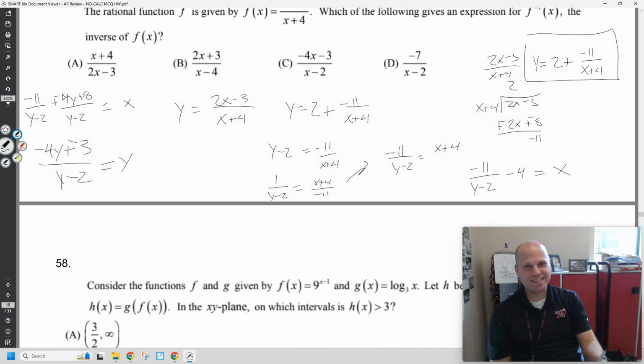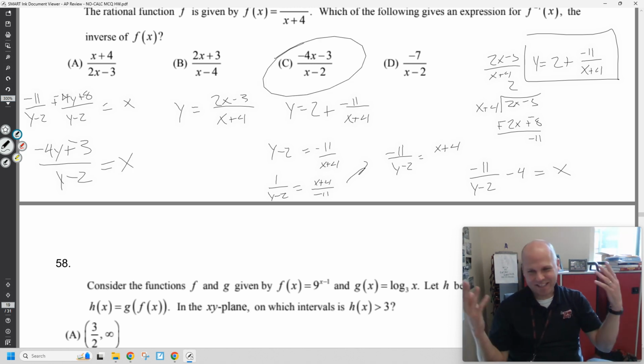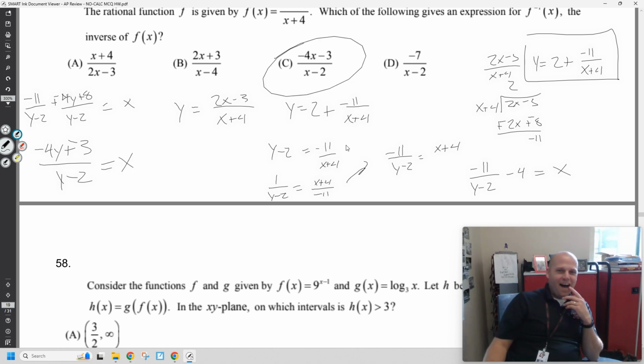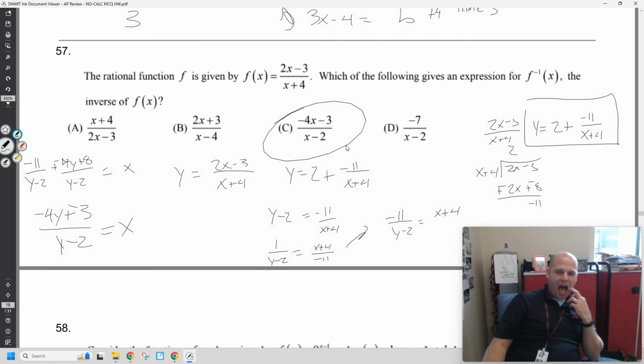There it is, guys. That's right there. Yo, there's got to be an easier way. What's the easier way? Plug in some points.